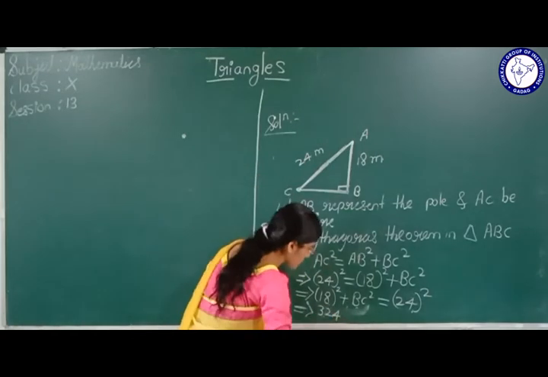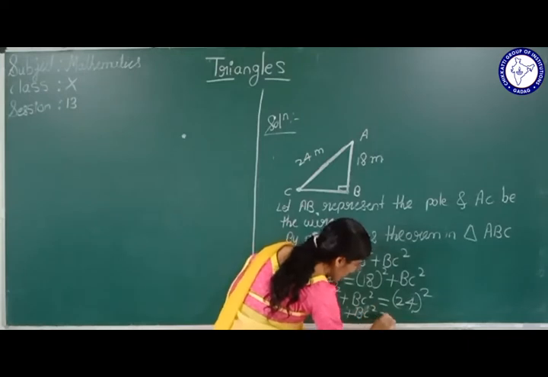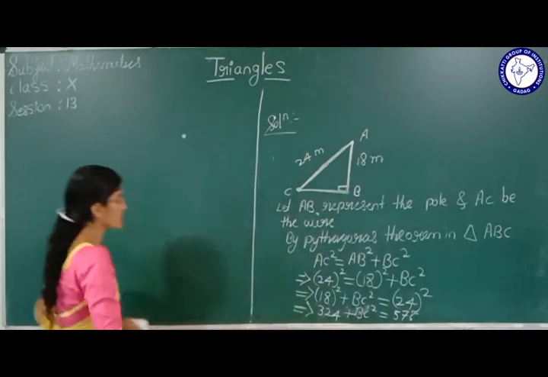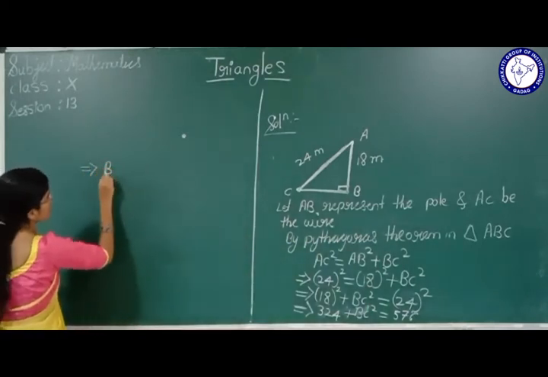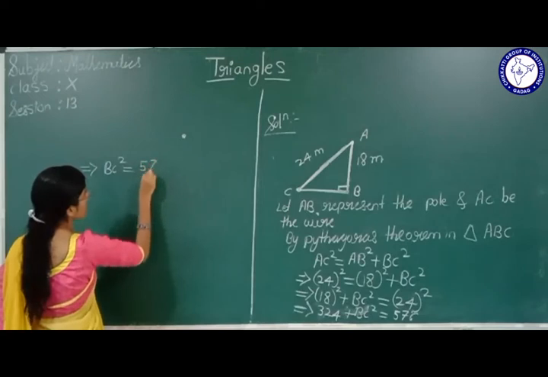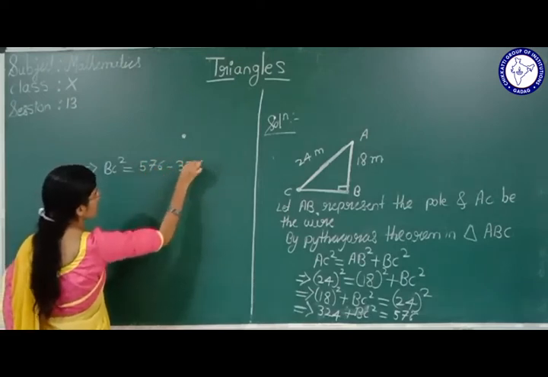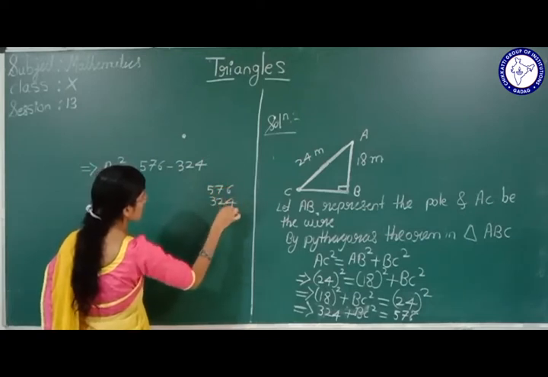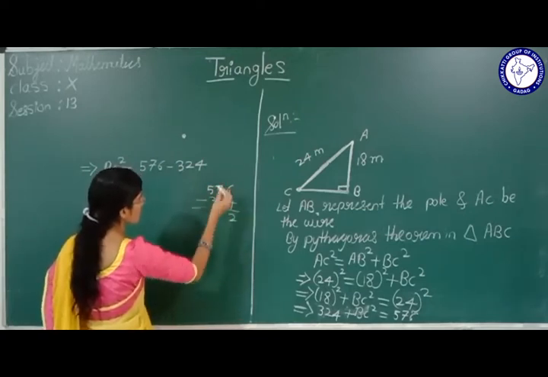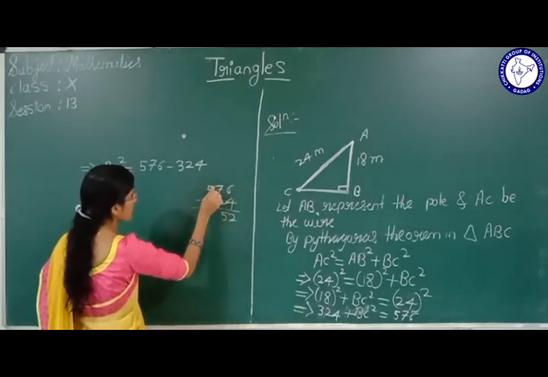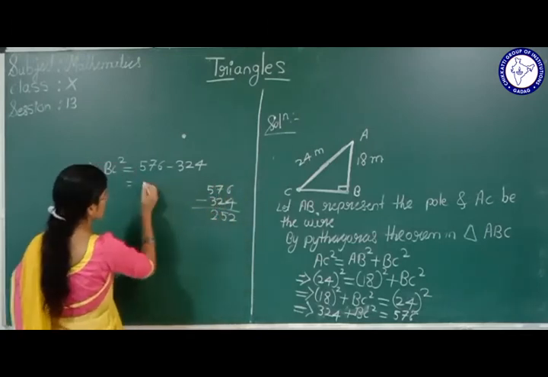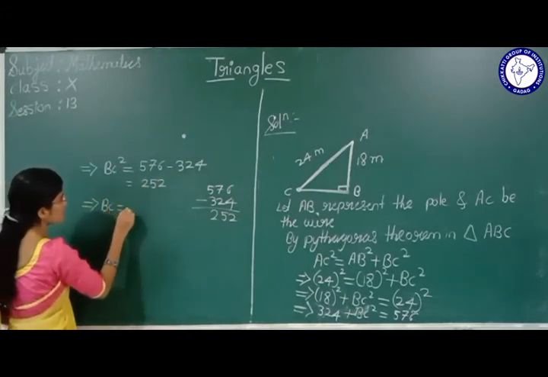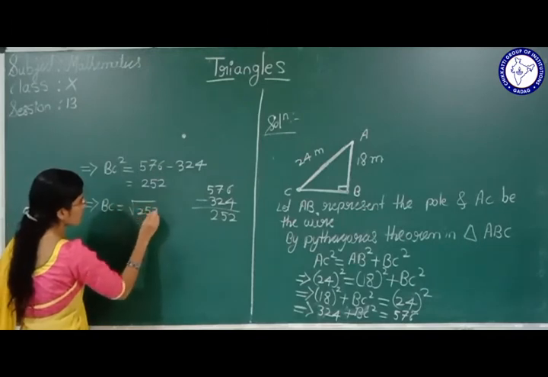Okay, 84 plus BC square. 24 multiplied by 24 is 576. So this implies BC square is equal to 576 minus 324. Now see, what is 576 minus 324? 6 minus 4 is 2, 7 minus 2 is 5, 5 minus 3 is 2. It is 252. So this implies BC is equal to square root of 252.